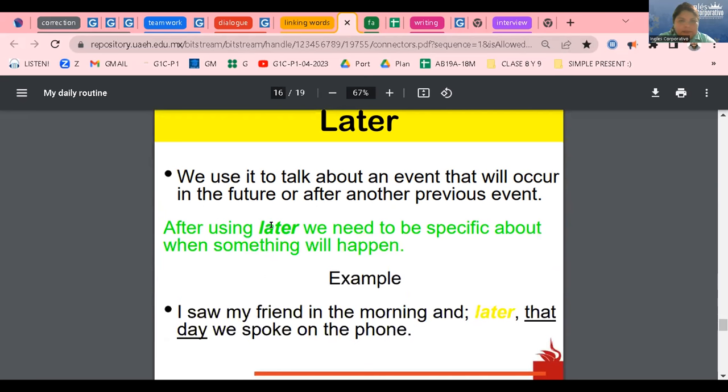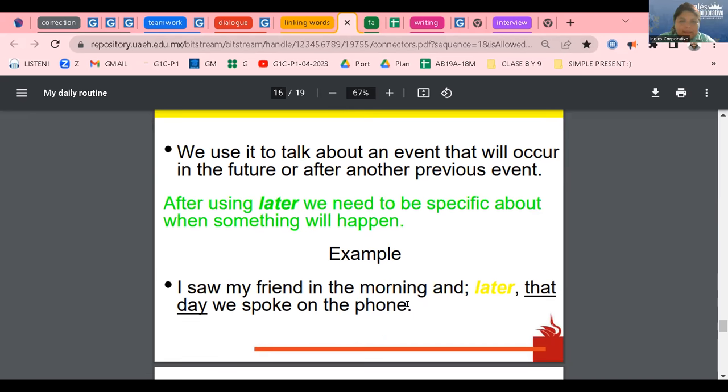Okay, after using later, we need to be specific about when something will happen. En el caso de que vamos a hablar de un evento que va a ocurrir en el futuro, necesitamos ser específicos sobre lo que ocurrirá. Vamos al ejemplo. And this is in simple past, esto está en pasado.